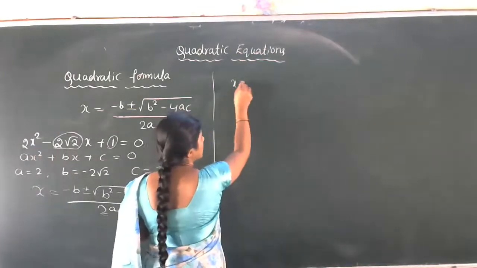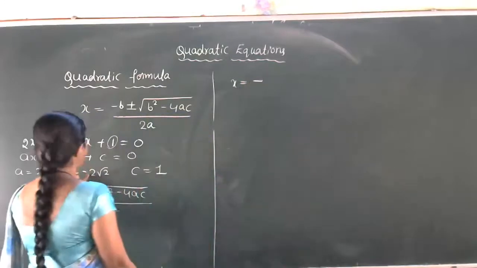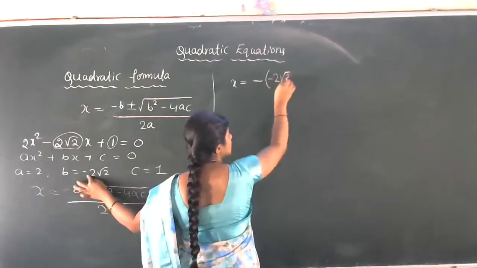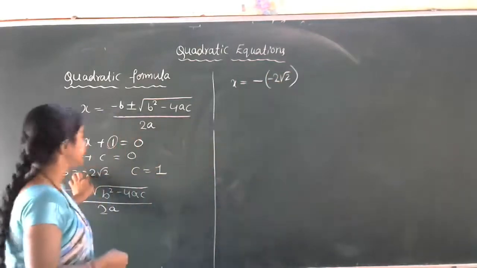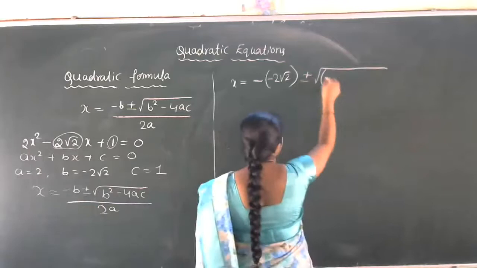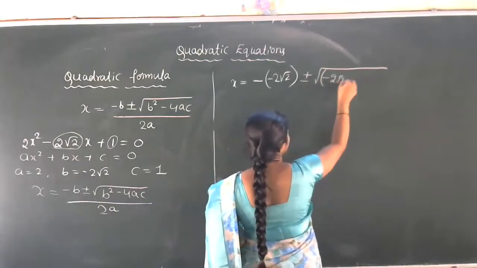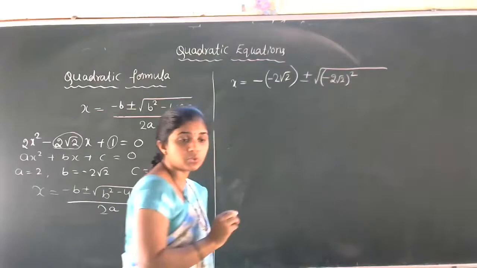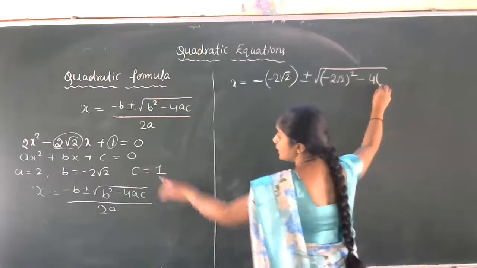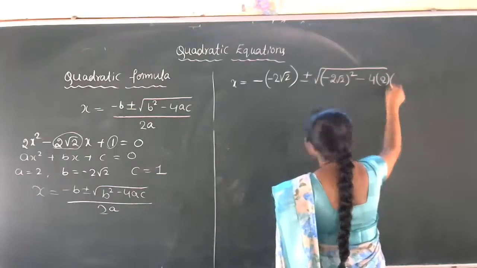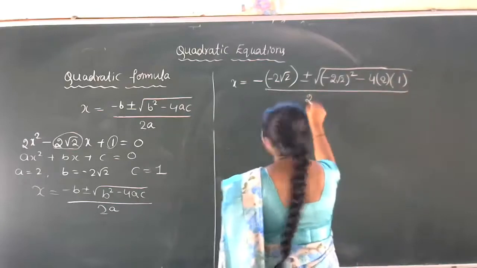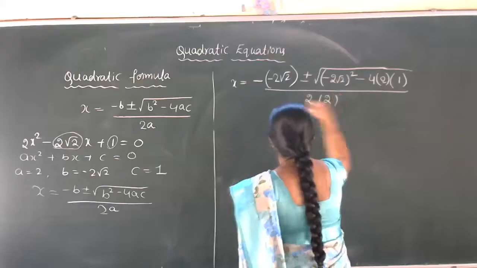x is equal to minus b value. b is minus 2 root 2. So, minus of minus 2 root 2 we will get. Right now, minus b. Then plus or minus square root of minus 2 root 2 whole square, minus 4ac: 4 into a value 2, c value is 1. Divided by 2 into 2. Right?